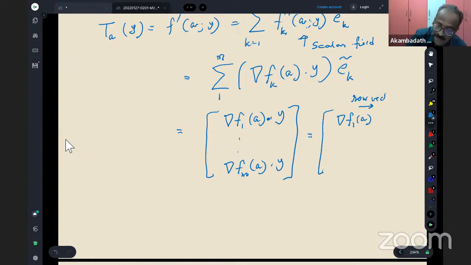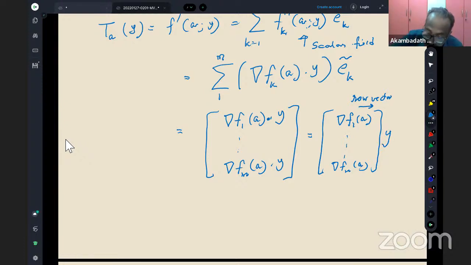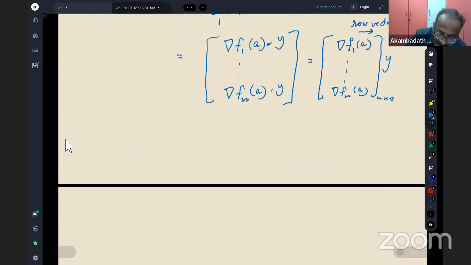That's a matrix. It's also a kind of motivation for your natural things. The matrix multiplication of a matrix with a column. And then this is now a vector. This is a scalar with action. So I'm writing it in a matrix form, m rows at A, and then acting at y. y is a vector in Rn. So this is an m by n matrix. What is that m by n matrix? That matrix is denoted by DF at A.